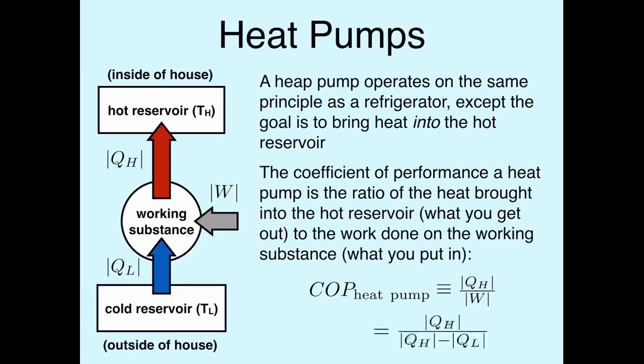Now, of course, we can rewrite this. I showed you earlier that the work can be thought of as QH minus QL. So you can make that replacement here and get the result that for a heat pump, the coefficient of performance is QH divided by QH minus QL.